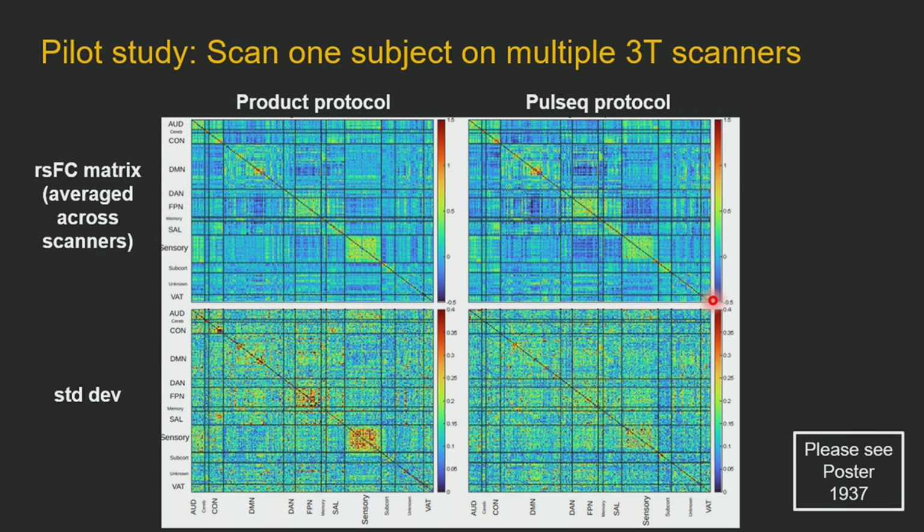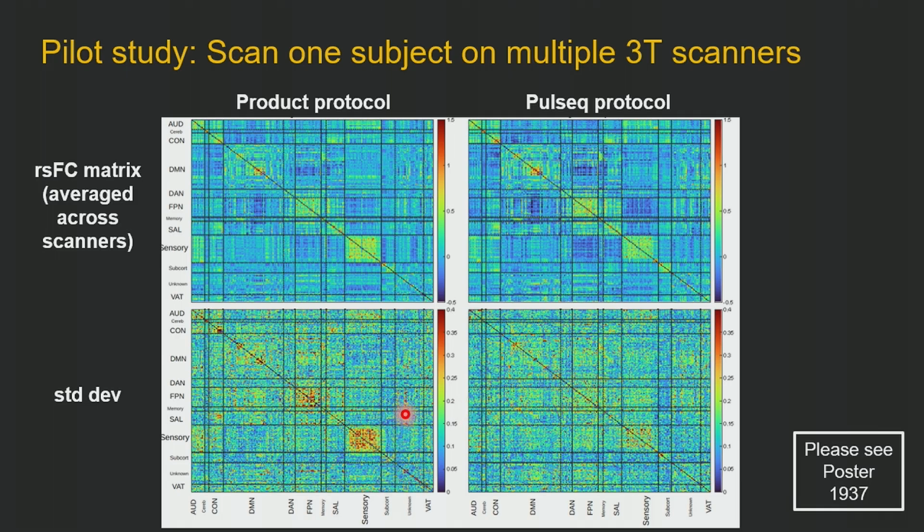So again, back to that repeated resting state scan on multiple vendors, basically averaging together all the resting state data across the sites for both product and PulseSeq, generating our connectivity matrices that we get out of CONN. We get very similar results using product and PulseSeq. So the first takeaway is yes, we're getting very similar results to what you would get if you use the vendor sequence. And even in the standard deviation, they're still pretty similar.